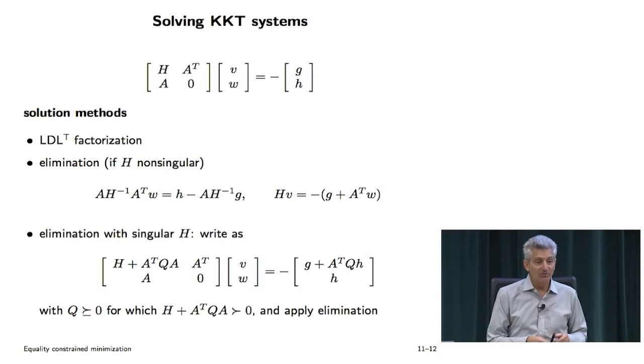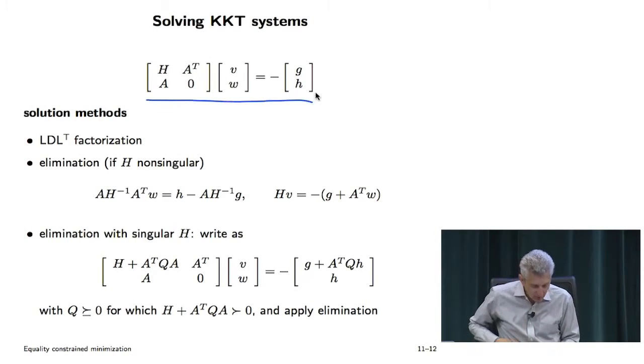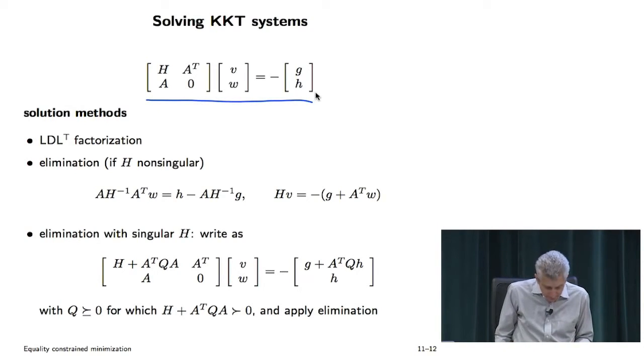So let's talk about solving KKT systems. How do you solve something like that? Well, there's lots of ways. One is you just use LDL transpose, because that's a symmetric indefinite system, right? It's indefinite because you look at the zeros down there.